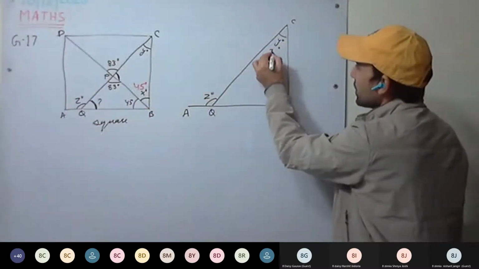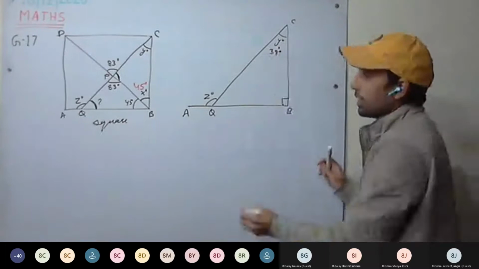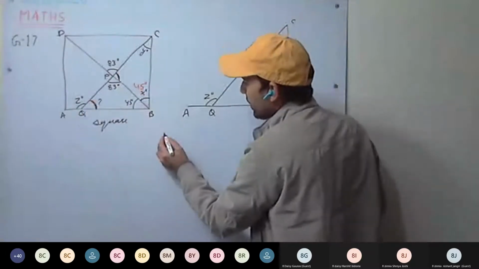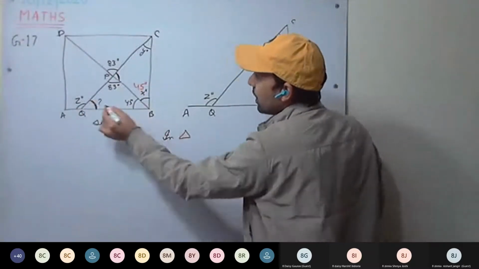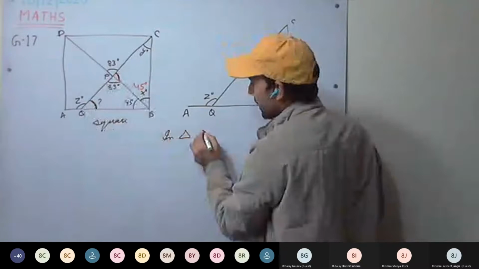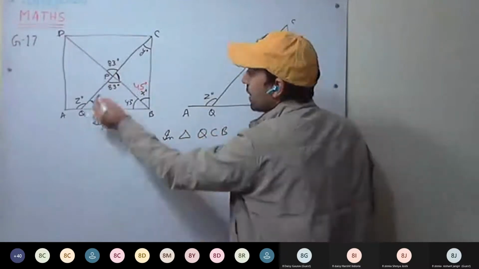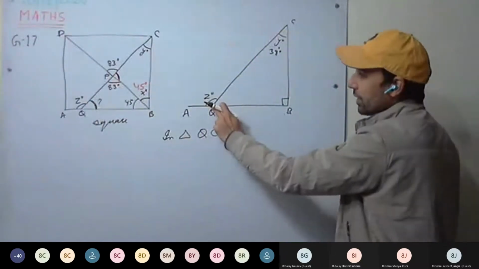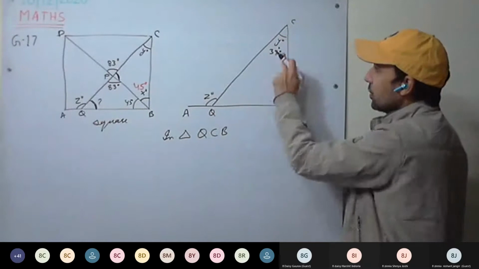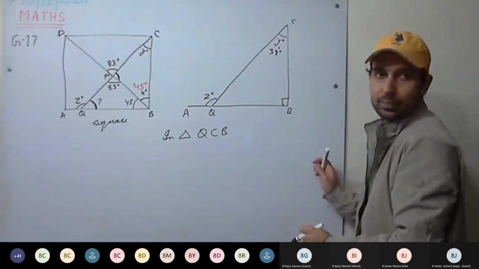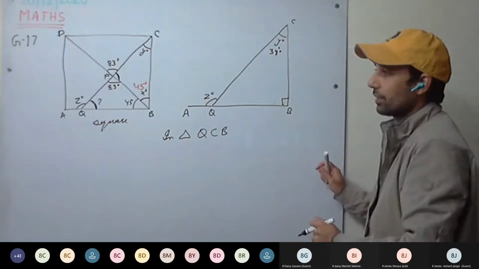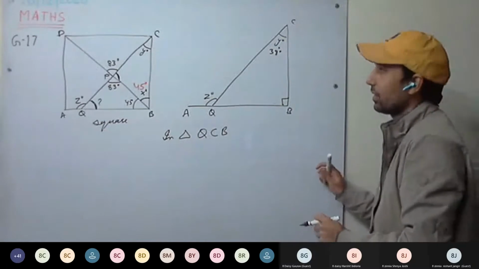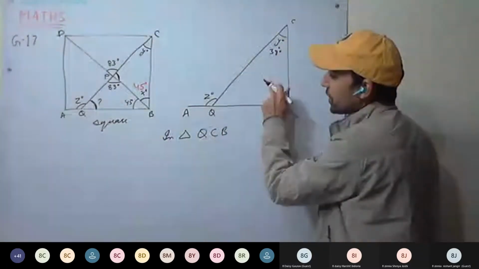This is how much? 38 degree. In this triangle, angle in triangle QCB. You can see that one. This AQC is an exterior angle to this triangle. Yes? Yes, sir. We can calculate using this one.